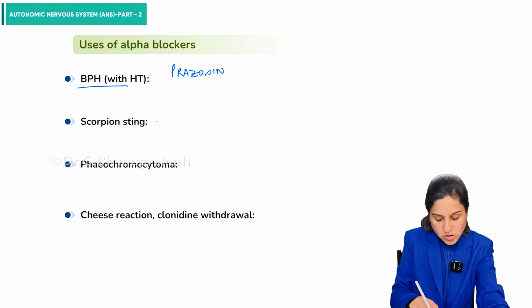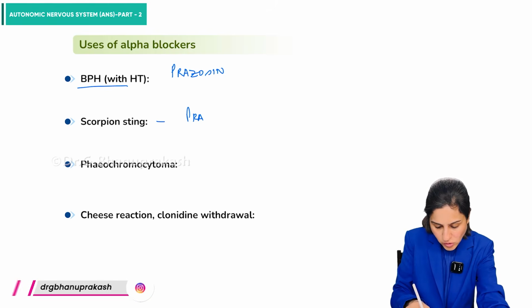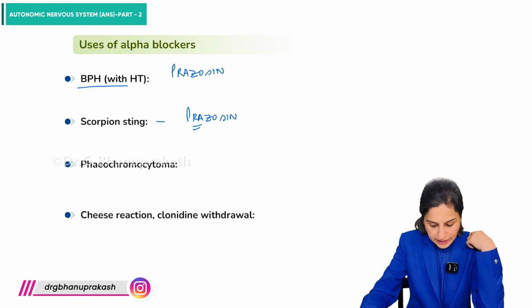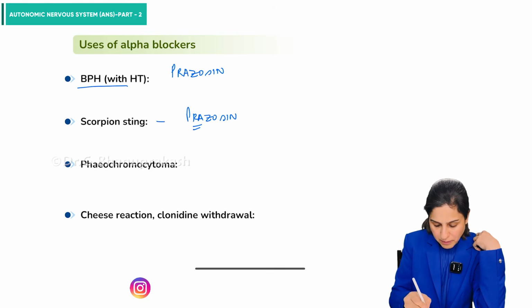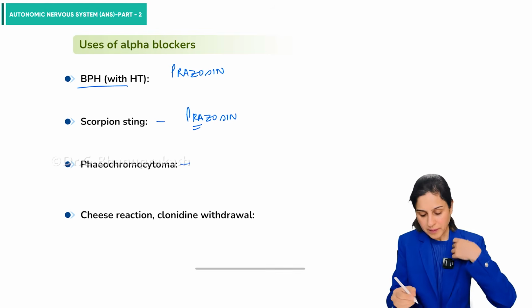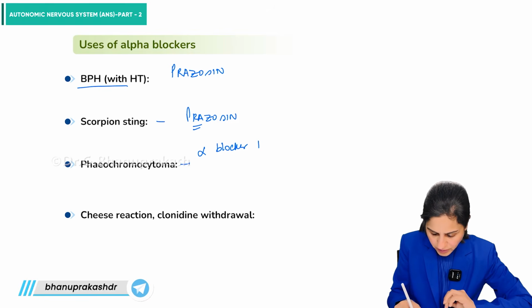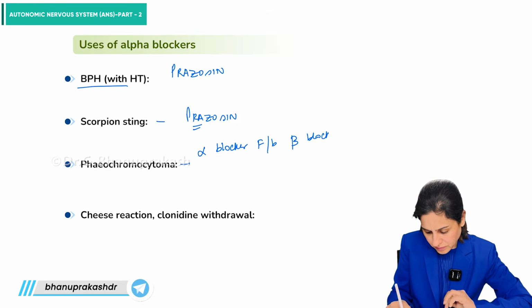Prazosin. In scorpion sting, again the drug of choice is prazosin. It will take care of the laryngeal edema also because of this. Then pulmonary edema. Then pheochromocytoma, always remember for pheochromocytoma, we give an alpha blocker followed by a beta blocker.